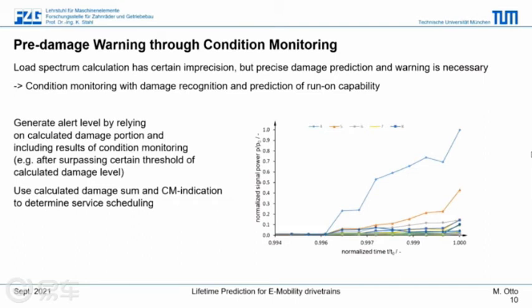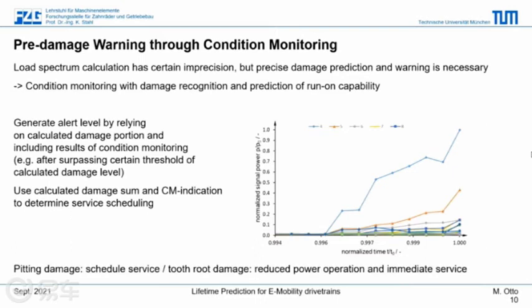Now, an alert level could be generated by relying on calculated damage portion spectrum calculation and including the result of monitoring, for example, after surpassing certain thresholds of the calculated damage level. We could use this calculated damage sum and condition monitoring indication to determine a service scheduling.